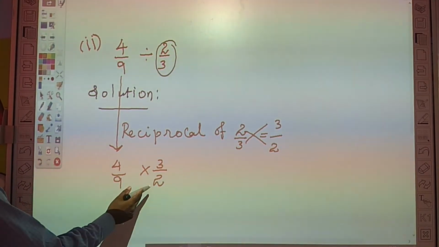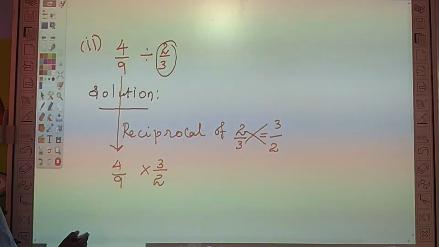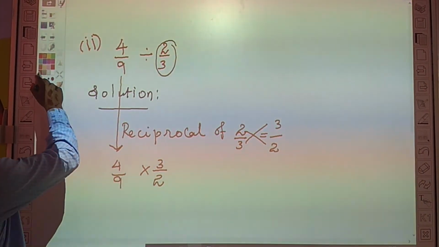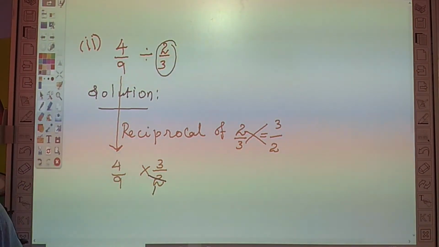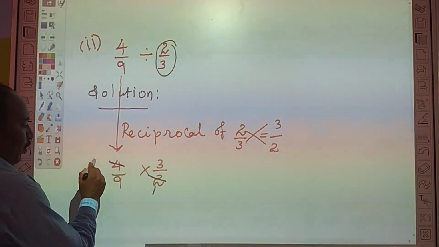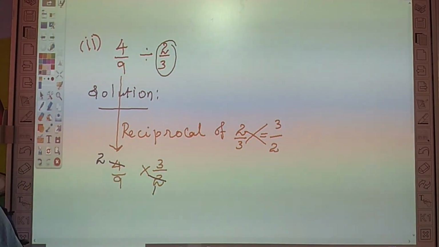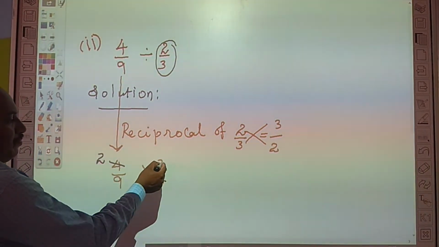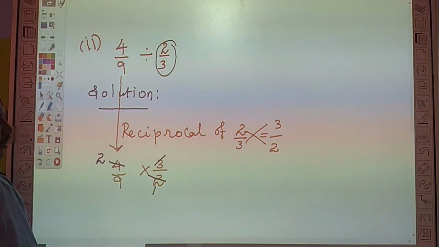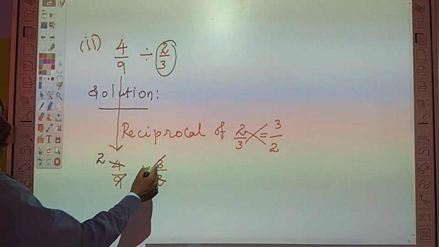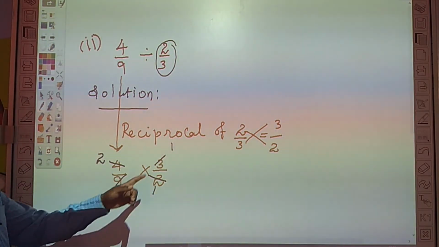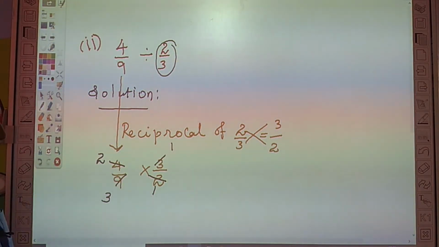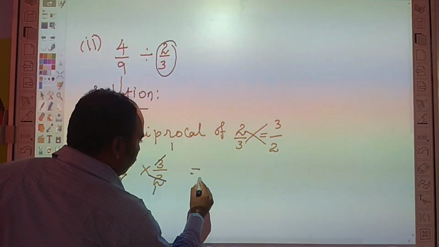Listen here. 2 and 4: we take the second table, 2 ones are 2, 2 twos are 4. The opposite, 3 and 9: 3 ones are 3, 3 threes are 9.